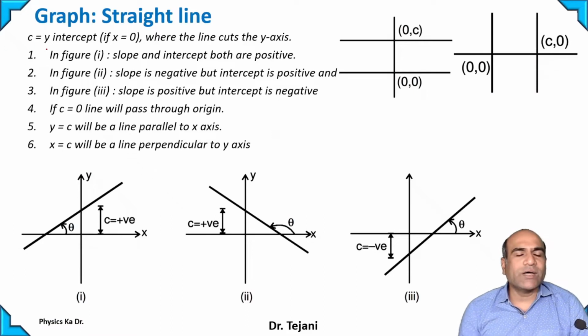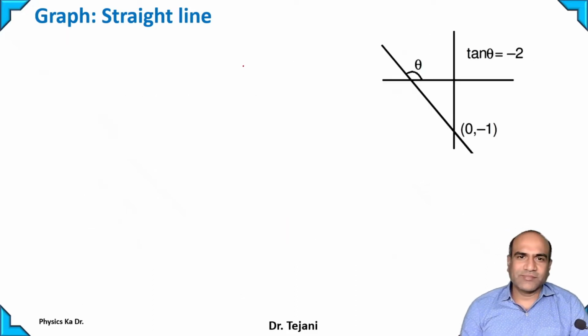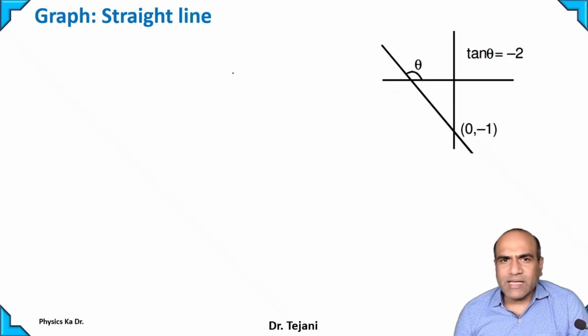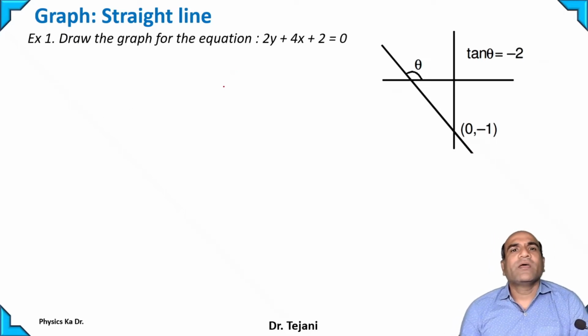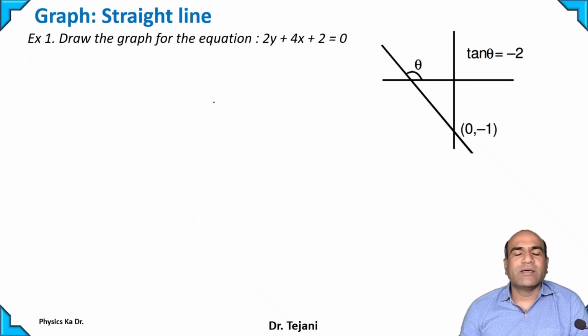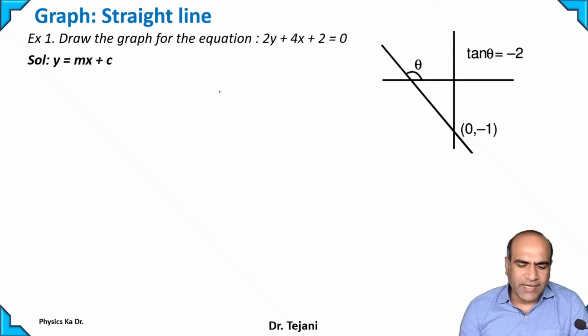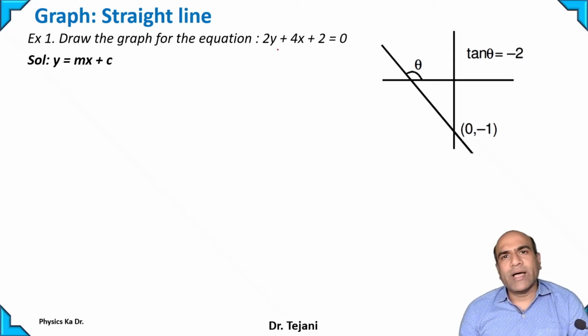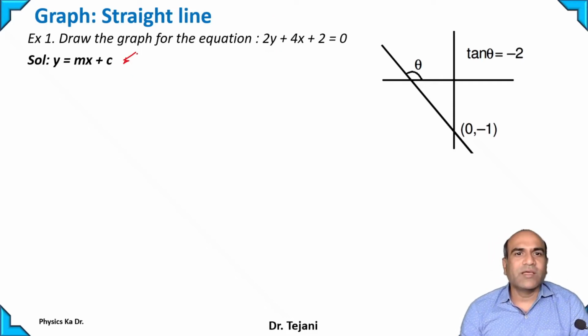So you have to understand this when we are talking about different graphs. These are different properties of a straight line. Let's take an example. Draw the graph for the equation 2y plus 4x plus 2 is equal to 0. We know that the equation of a line is y is equal to mx plus c. We have to convert this equation into this form. Can we convert this equation? Of course, it is very simple.